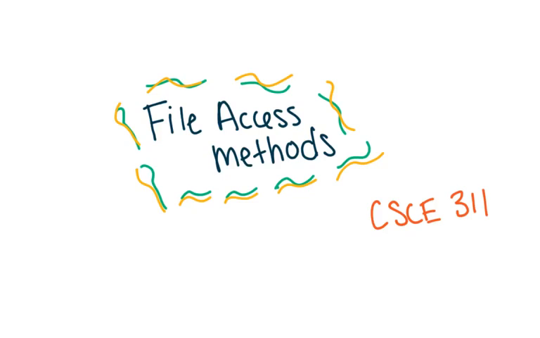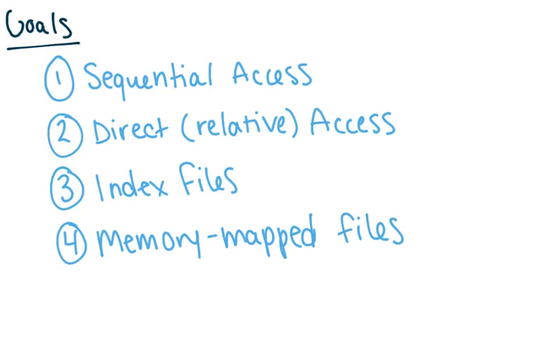Hi everyone, today we're going to talk about file access methods. Just again, some broad overviews. This is going to be a quick one. So the goals of today is to talk about a couple different methods of file access. The first, sequential access. The second, direct relative access. And then we'll talk a little bit about index files and memory mapped files.